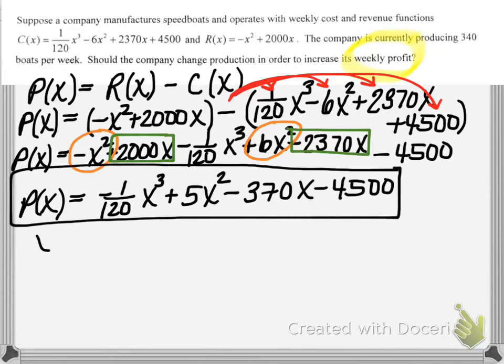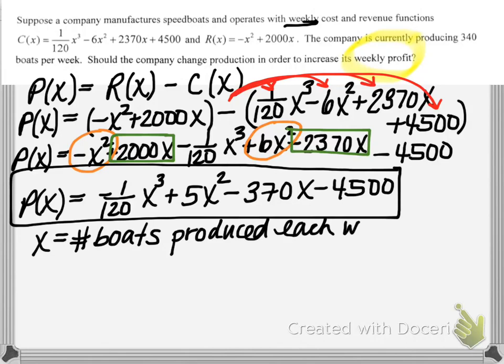Let's also remember to define our variable here. That x, in this case, is the item that we're producing, and that would be the number of boats. And if you read that first sentence again, it says the company is manufacturing speedboats operating with weekly cost and revenue functions. So that means that x is the number of boats produced weekly, so each week.